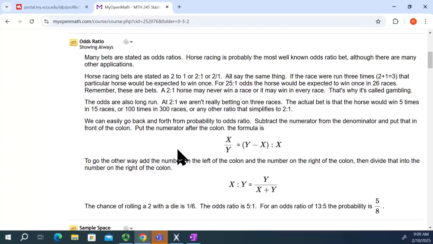And this is the odds ratio, and this is common to horse bets. So if you've got a chance of 2-1, then that means that in 3 races, this horse wins twice, or 50-1. In 50 races, this horse wins once. All right, so those are long odds. An odds ratio is just add those two together and divide that into the first number. So 2-1 is 2 out of 3 chances of winning the race.